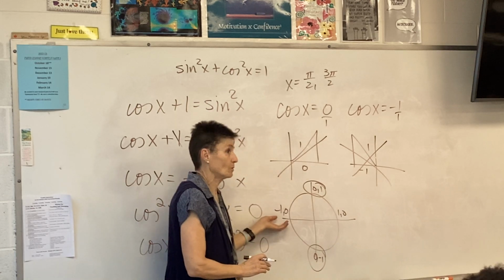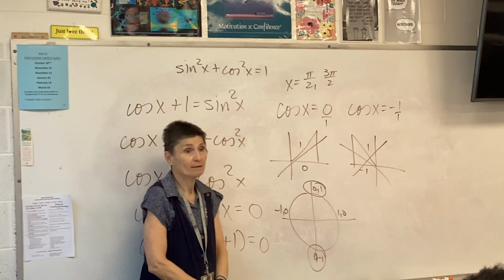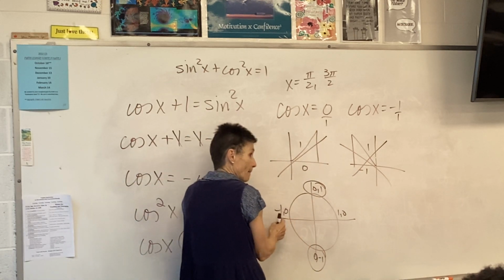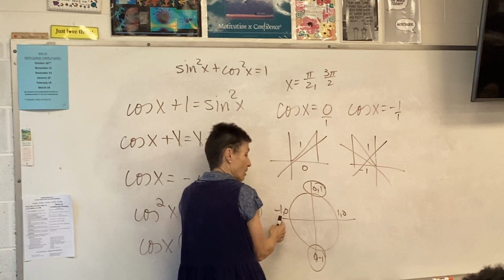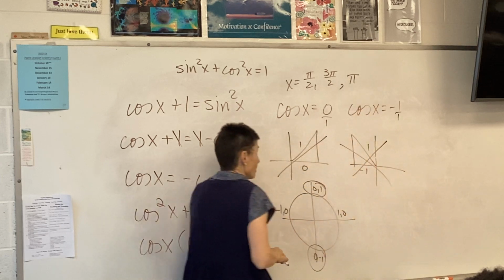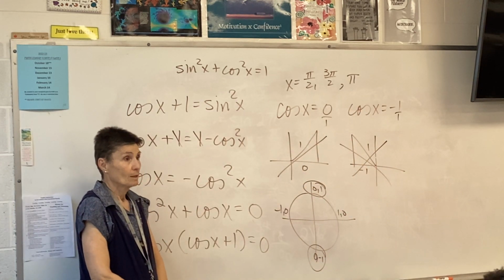So back to the circle. Now I need cosine to be -1. Where does that happen? Right here. This is where x over r, or x, is -1. So there are the answers to the problem. Okay?